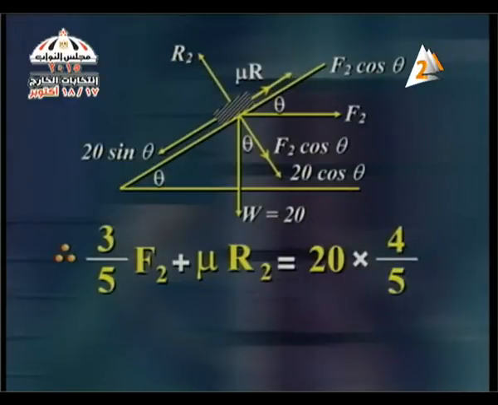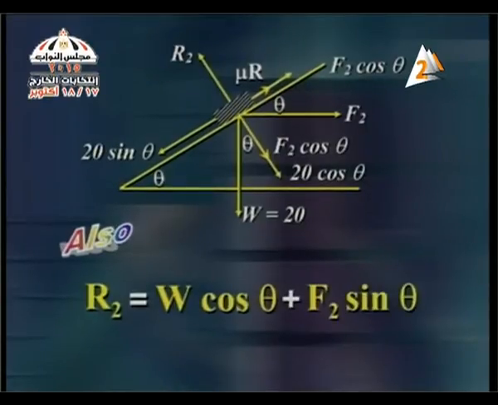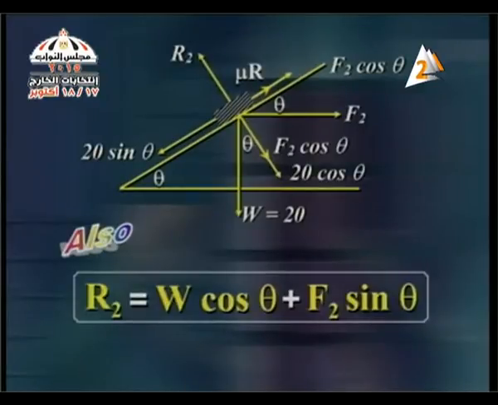Then 3 over 5 F2 plus mu R2 equals 20 times 4 over 5. Therefore, it equals 16, the final answer, and this is equation number 3. Also, R2 equals W cosine theta plus F2 sine theta.